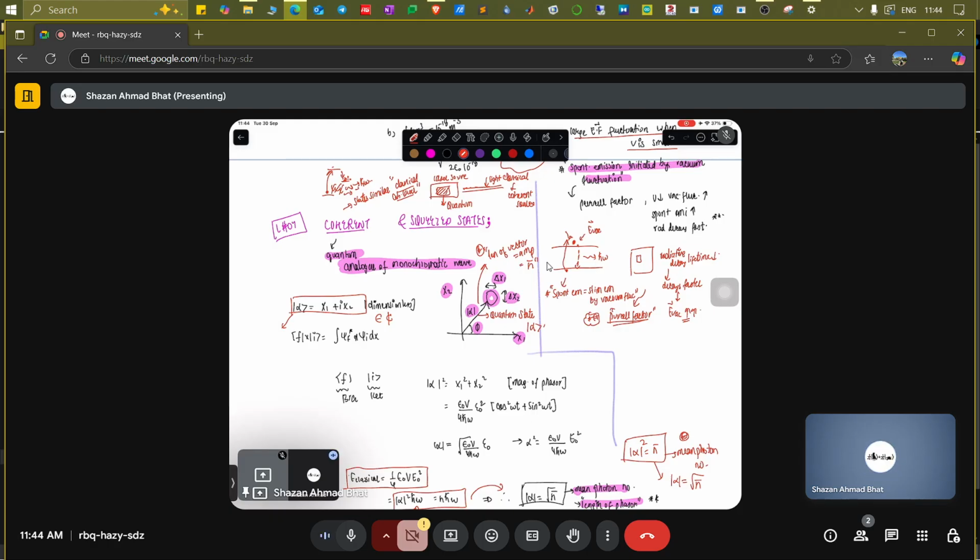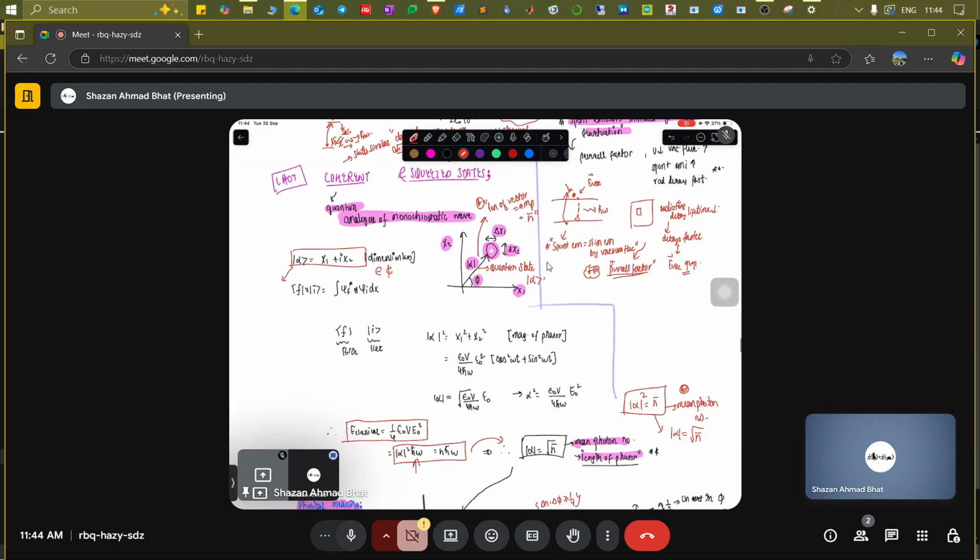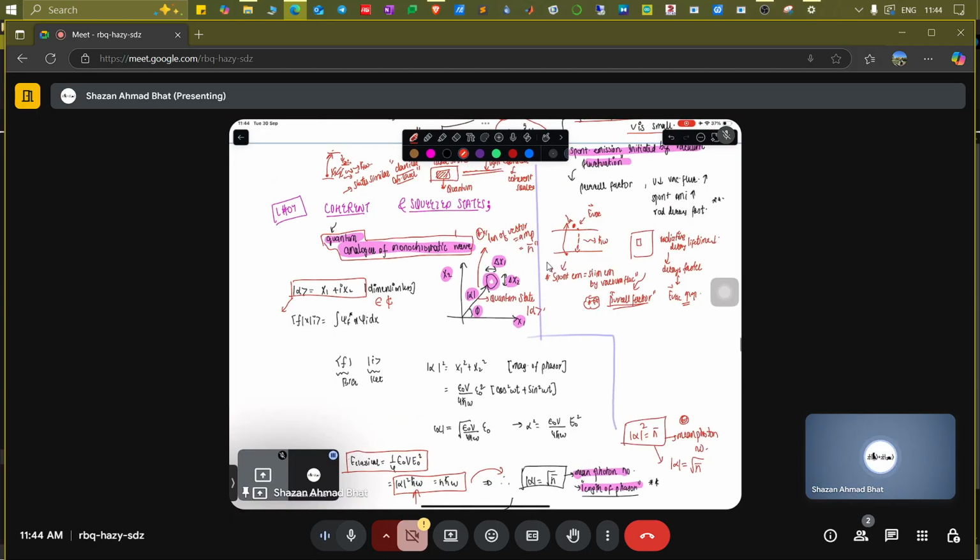But the nature here is that these coherent states are the quantum analog of a monochromatic wave. A monochromatic wave is this wave, having a single frequency. Okay, and now if you have, let's say, a photon state which is coherent, what does it mean?